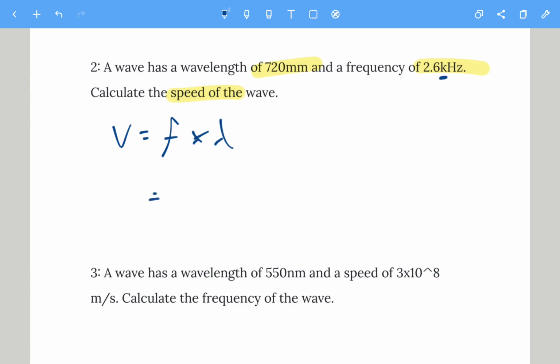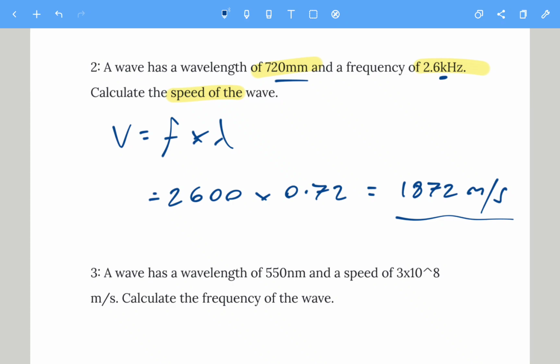Frequency, remember, kilo is multiplied by 1,000, so 2.6 times 1,000 is 2,600. Multiplied by wavelength: there are 1,000 millimeters in a meter, so you need to divide by 1,000, so 720 divided by 1,000 gives you 0.72, and then we need to times that by the 2,600. And that gives us a wave speed of 1,872 meters per second. Okay, if you want to have a go at the third one, then we'll have a look, a bit trickier.